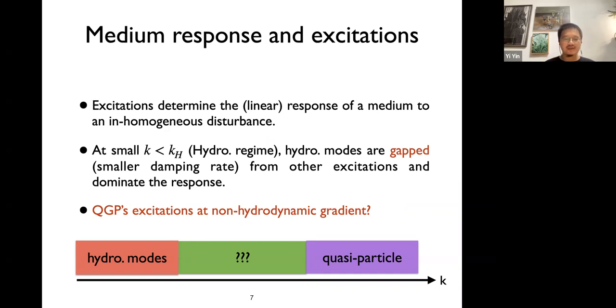But what we know is that for sufficiently small k, for k smaller than some scale which sets the boundary of the hydrodynamic limit, the hydro modes dominate the response because, as I mentioned, their damping rate is guaranteed to be gapped from the other excitations for sufficiently small gradients. But now we want to ask the question, what are the excitations at non-hydrodynamic gradients? Of course, eventually, for QGP-like systems, you will see the quasi-particle excitations. But the question is, what is in between? And are there any simple modes which will dominate the response?